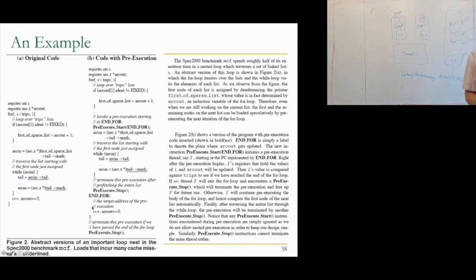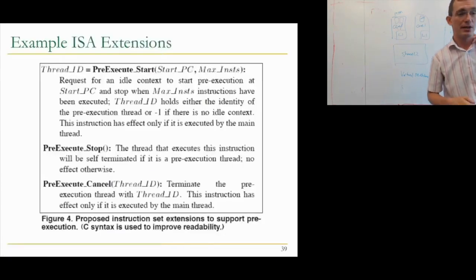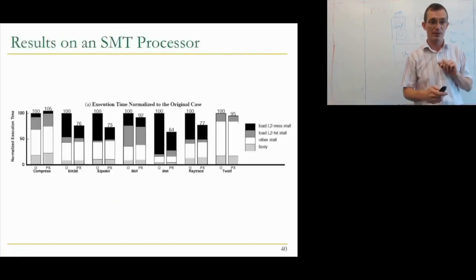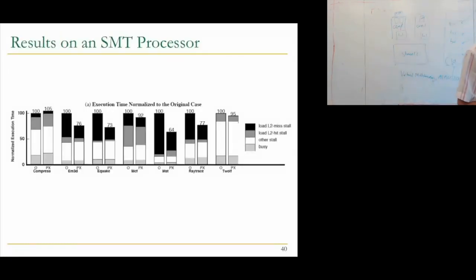So this is how you can parallelize a program with a pre-execution thread. And there need to be some ISA extensions. For example, pre-execute start takes the start PC and some maximum number of instructions to execute potentially, and generates a thread ID. With pre-execute stop, the thread that's doing the pre-execution can self-terminate, right? And pre-execute cancel means the main thread, when it does pre-execute start, records the thread ID and can decide to cancel that thread later on. There could be many reasons to cancel this thread, and the paper talks about some of them. This paper also shows some promising results.